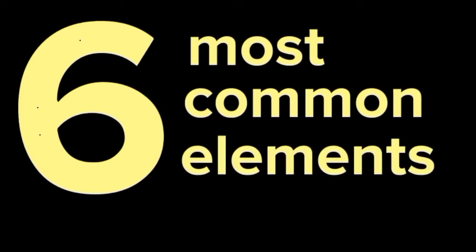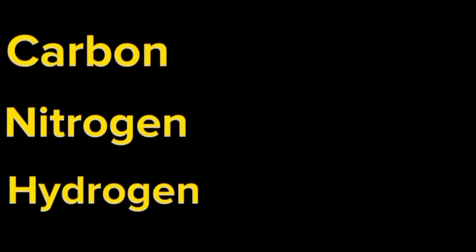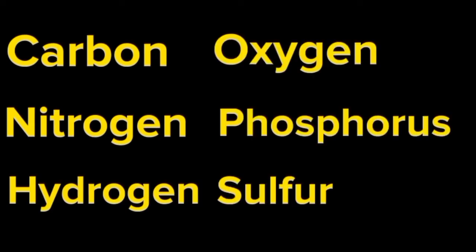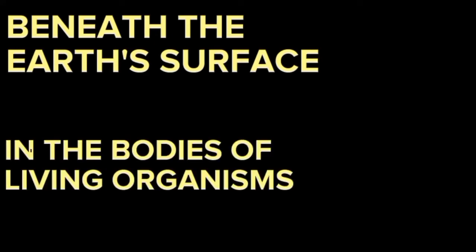The 6 most common elements in organic molecules, carbon, nitrogen, hydrogen, oxygen, phosphorus, and sulfur, take a variety of chemical forms. They may be stored for long or short periods in the atmosphere, on land, in water, or beneath the Earth's surface, as well as in the bodies of living organisms.